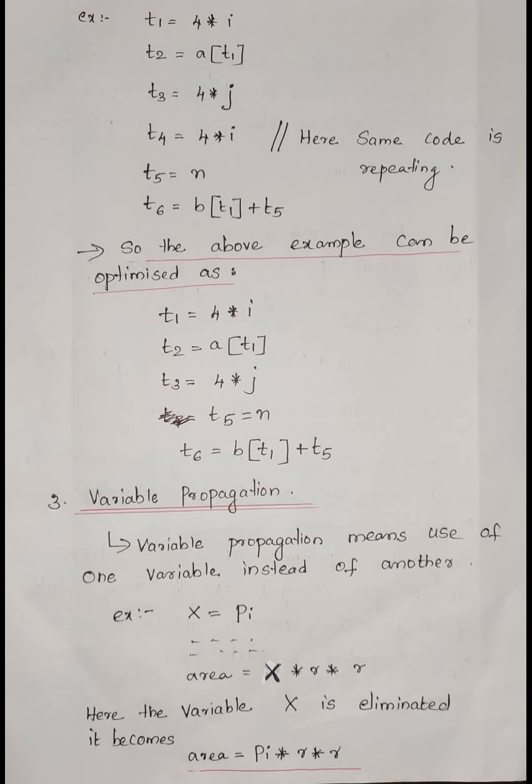Next heading, variable propagation. Variable propagation means use of one variable instead of another. See the example: x equal to pi, area equal to x into r. Here variable x is eliminated and it becomes pi, because before that it is already represented as x equal to pi. So the variable x is eliminated. These are done to make the code optimized.